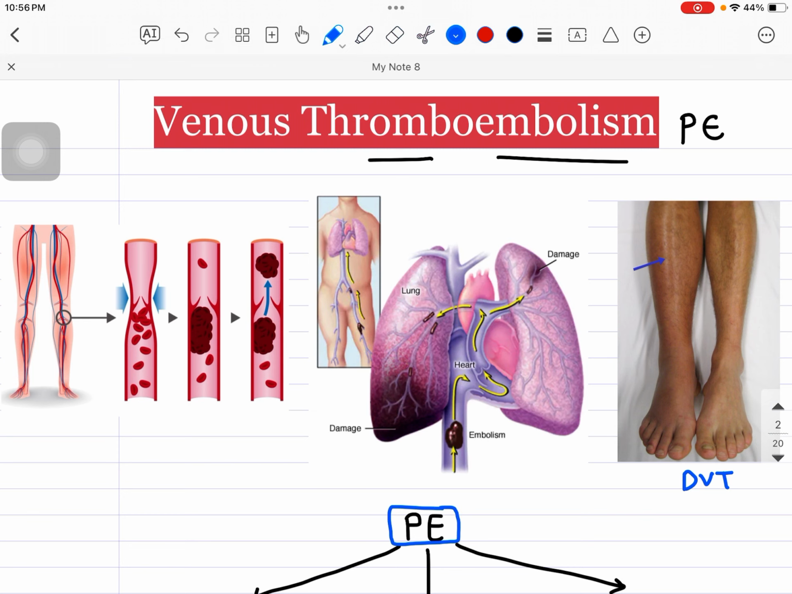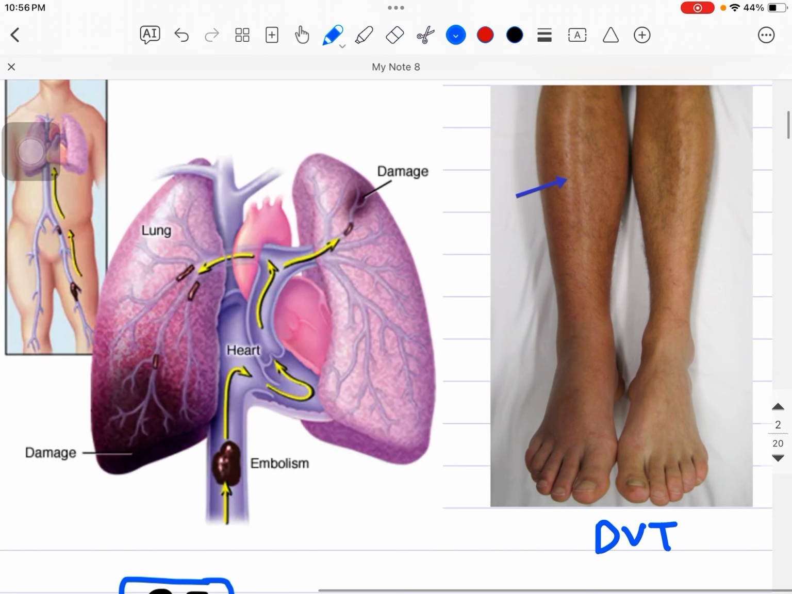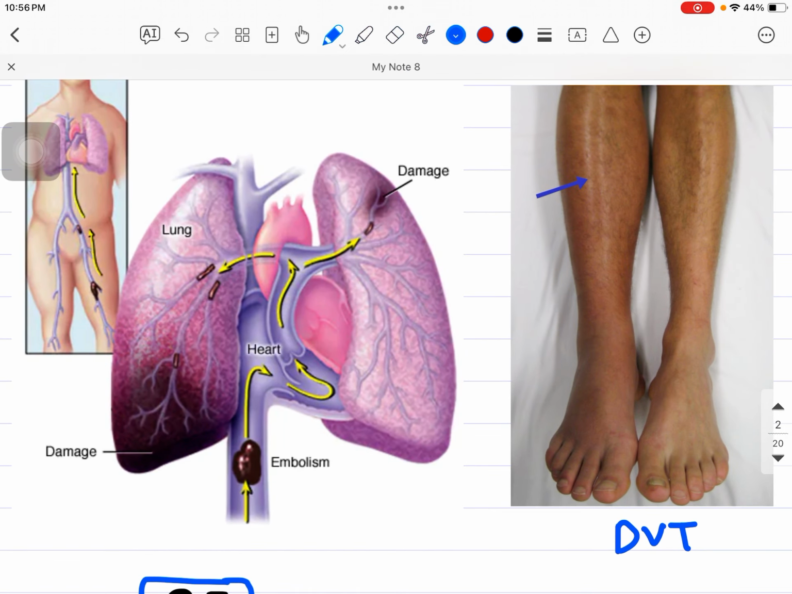So for example, here you can see this particular leg, where the arrow is. This leg is having swelling and a bit of a reddish appearance over here, right? So probably this person is having DVT in this particular leg, and DVT means deep vein thrombosis.